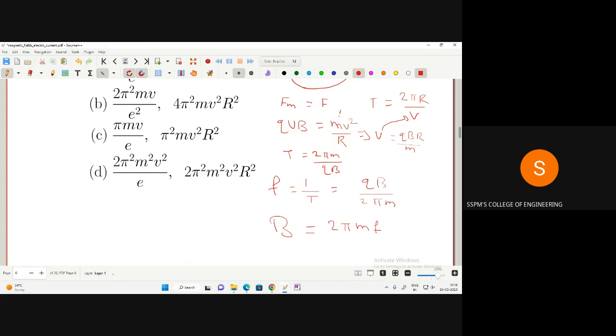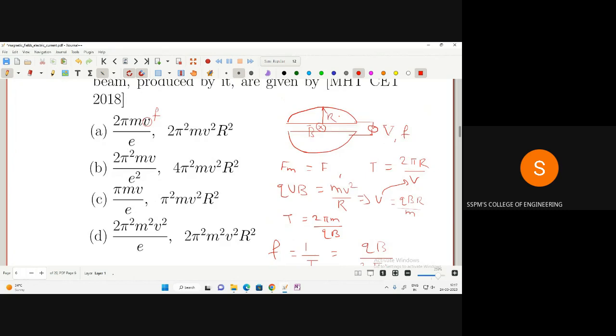So magnetic induction B is equal to 2 pi into m into F divided by Q, where Q is a charge. You may consider it as E or you may consider it as charge Q. So note down the B here: instead of V we have considered F, and the magnetic induction B is equal to 2 pi m into F divided by charge E or Q.